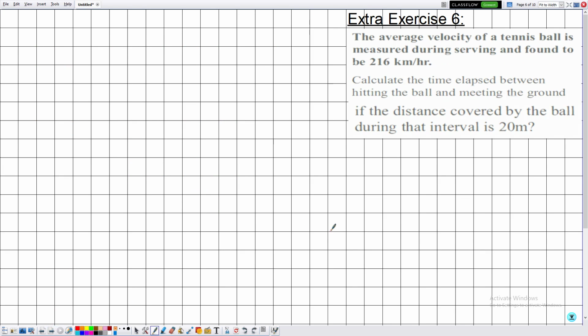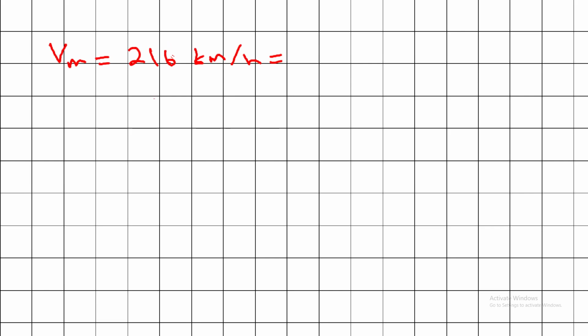Now, as for extra exercise number 6, they are telling me the average velocity of a tennis ball is measured during serving and found to be Vm equal to 216 kilometers per hour. Notice that kilometers per hour is not the SI unit of speed. In order to convert from kilometers per hour to meters per second, we divide by 3.6.